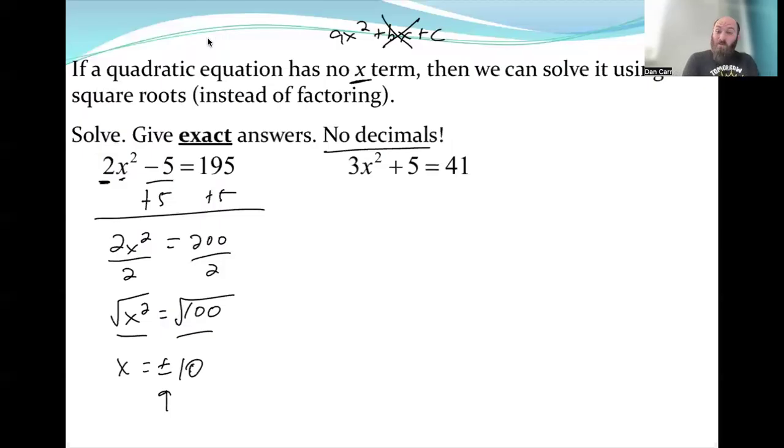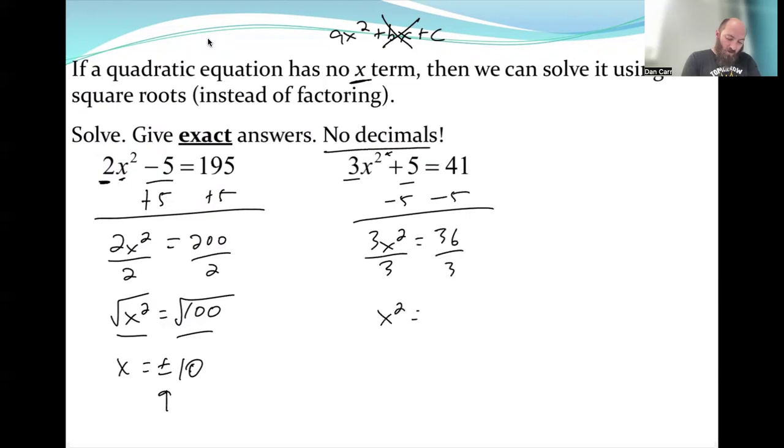Okay. So I'll do the same thing for the next one. It is squaring, multiplying, adding. So I will subtract to start. So 3x squared is equal to 36. Divide both sides by 3. So x squared is equal to 12. And then I square root here. So again, it's going to be a plus or minus square root.